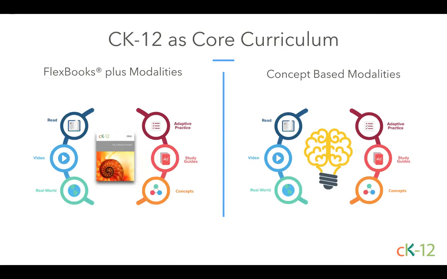The limitation of this is that a FlexBook is still a linear pathway of learning that is a one-size-fits-all solution. But by pairing it with other modalities, personalized learning is achieved. The second way to use CK-12 as the core curriculum is to mix the modalities together without the anchor of a FlexBook. Many of our users feel like they don't need a textbook anymore. Instead, it's much more useful to have a variety of modalities for specific differentiated groups.